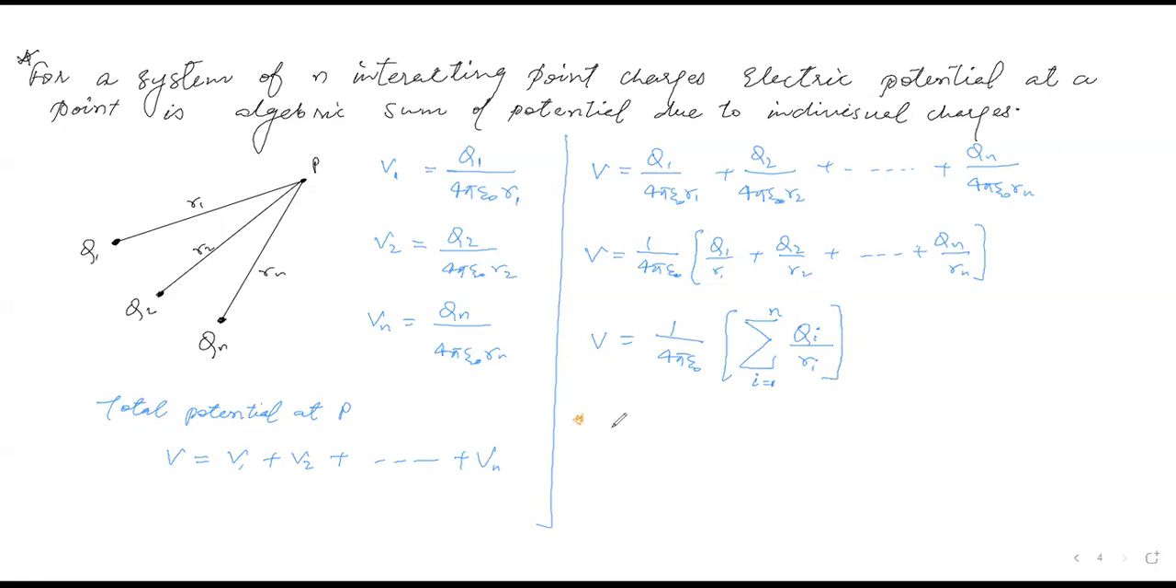When your charge is continuously distributed, you can write for continuous charge distribution: V is equal to 1 over 4 pi epsilon naught integration of dq over r. Now you can note it.